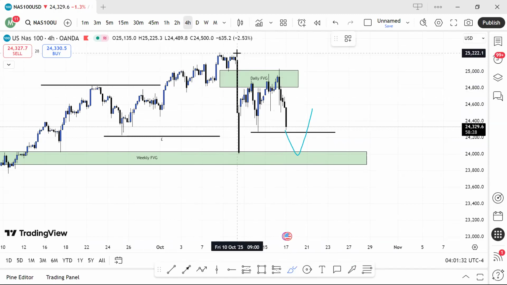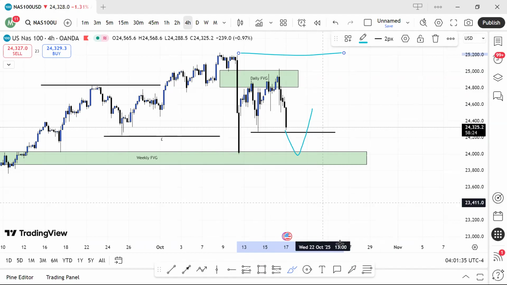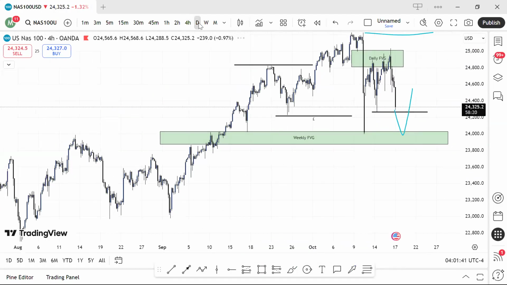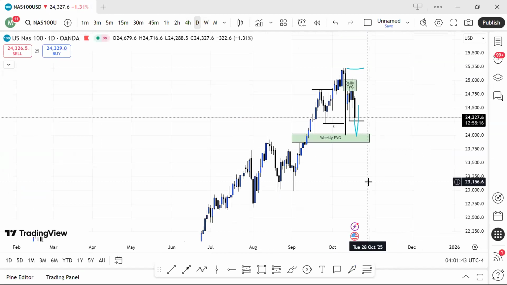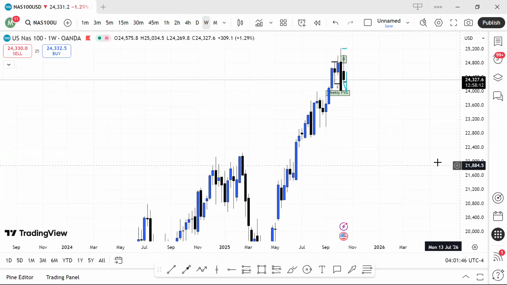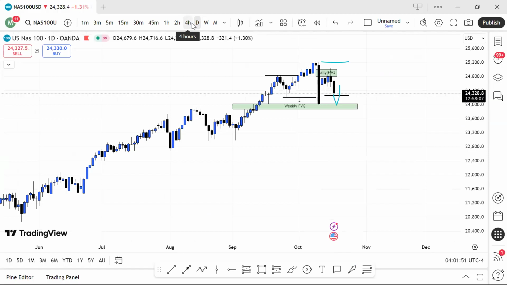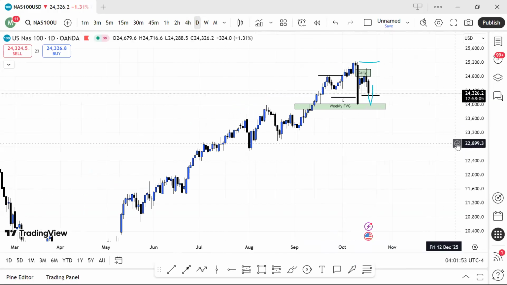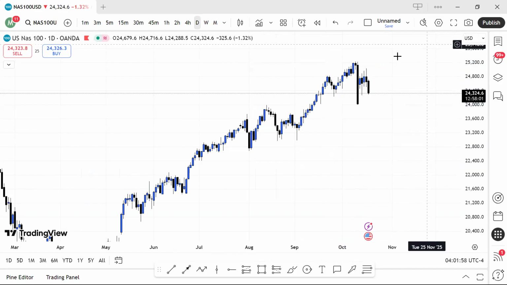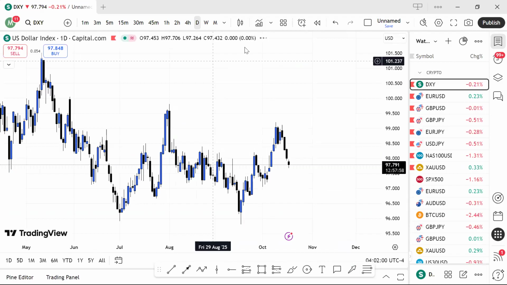Then I'm going to wait until next week, so we can find some very good point of interest to long from. And right now, the price is typically unpredictable. So it's better to wait for the highest quality setups to come. Let's go straight away to the DXY.